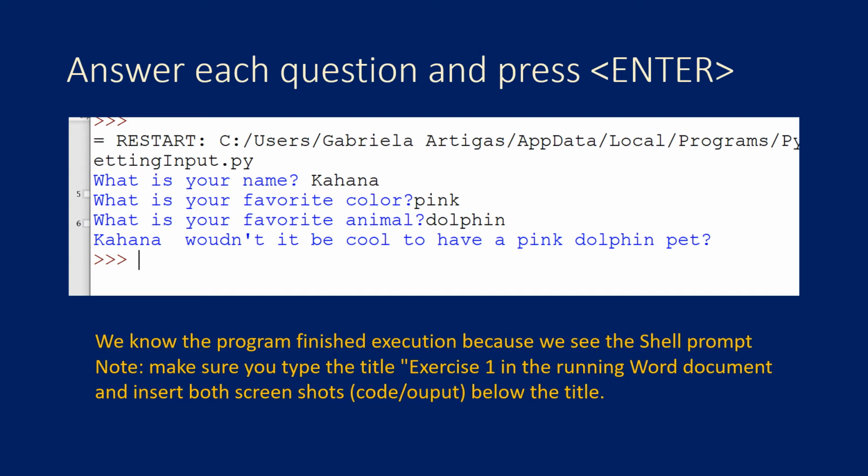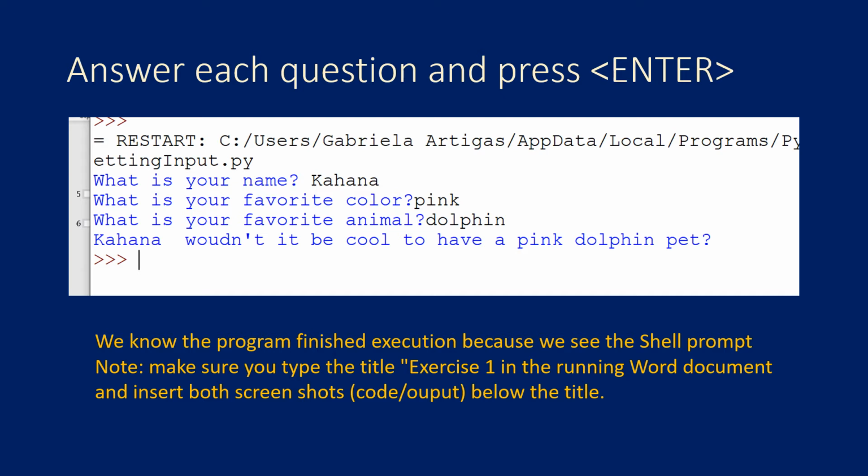So the next question is, what is your favorite animal? So I have answered using my dog's name, Kahana, the favorite color pink, and then the animal is a dolphin. So then the output would read something like this with your personal information. Kahana, wouldn't it be cool to have a pink dolphin pet? So please, use your own ideas of names, color, and animal.